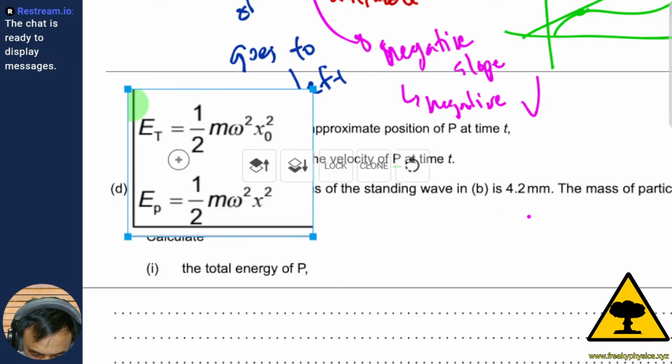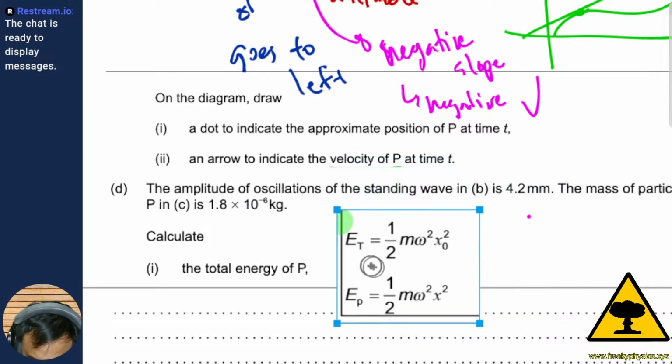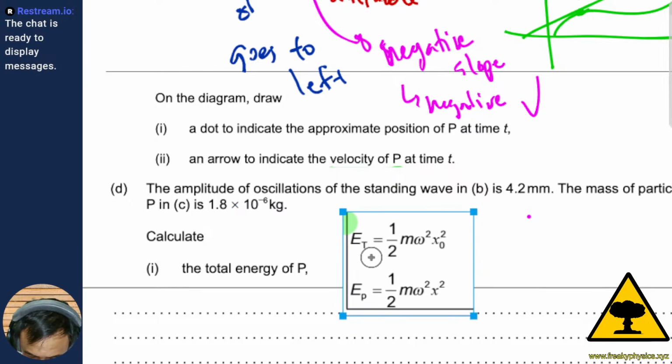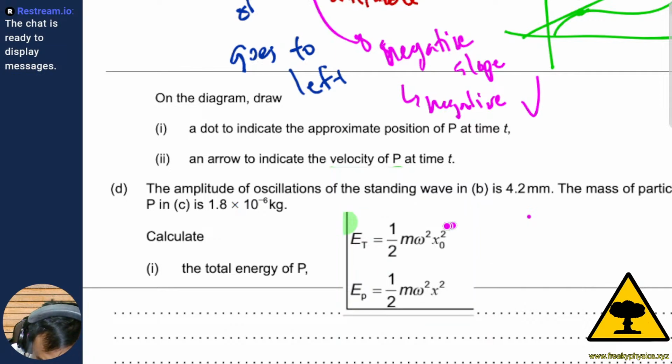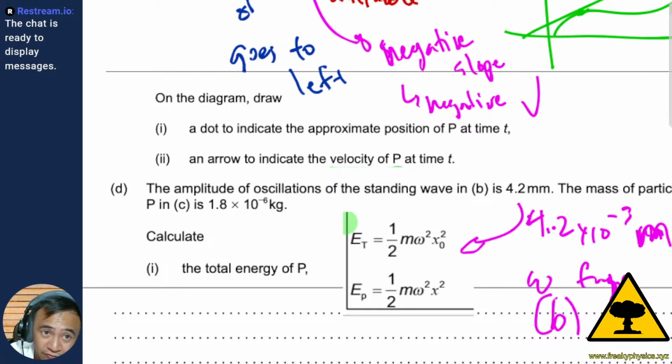Which formula do we need here? We need only ET, right? All we have to do is plug this in. Change this to 4.2 times 10 to the minus 3 meters. And then what else do we need? The mass is already in kilograms. And then I think we can get omega from the graph, right? From B. Do you have the graph for B there?